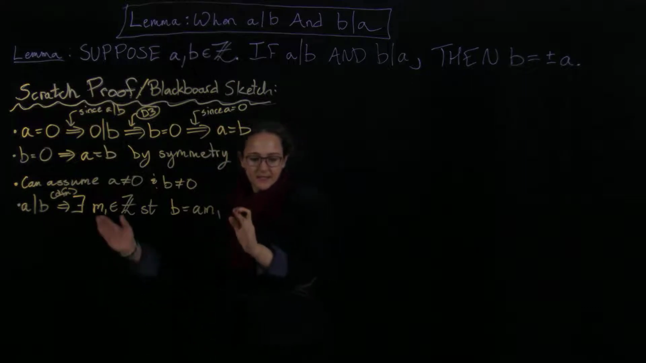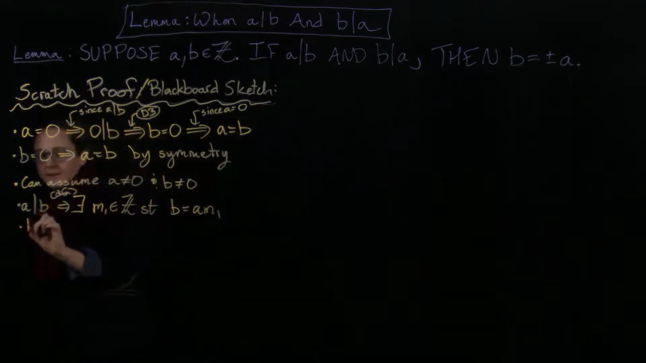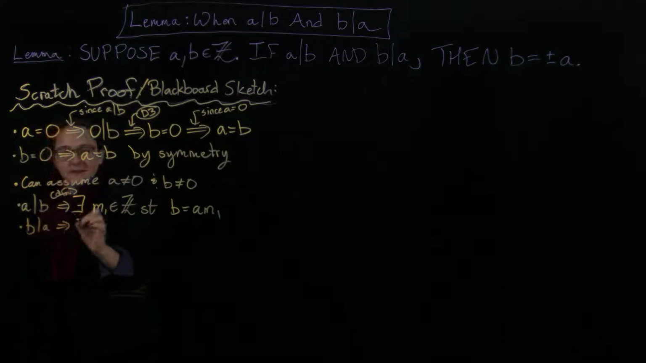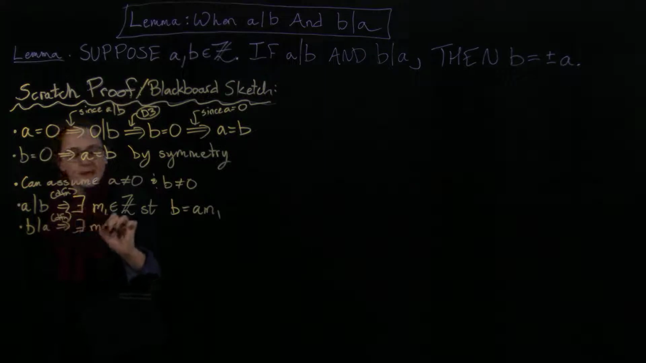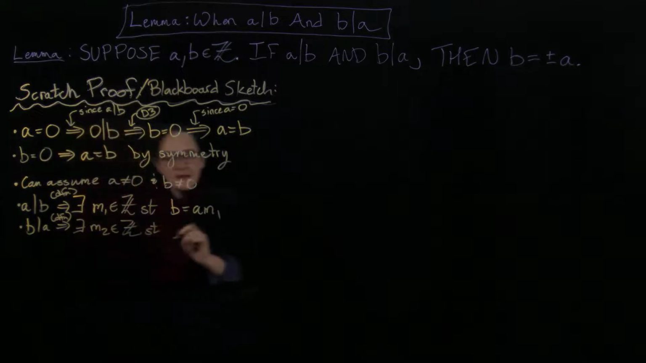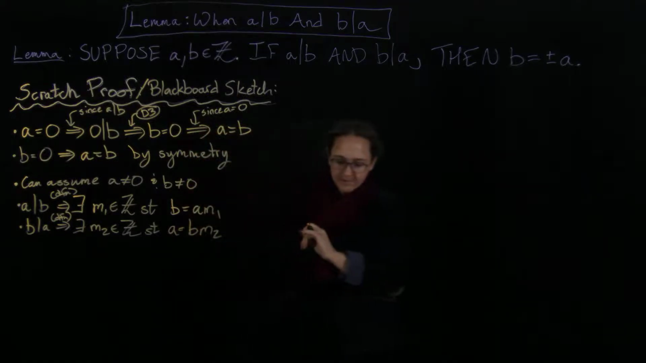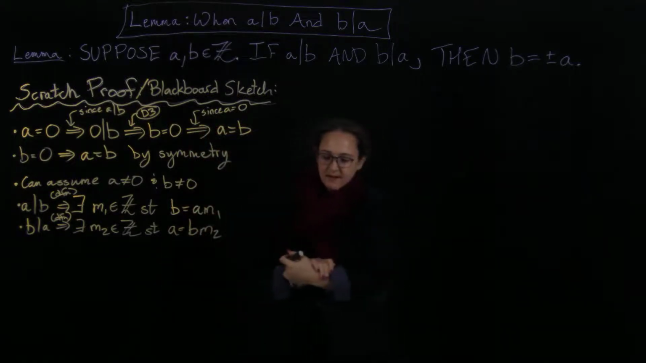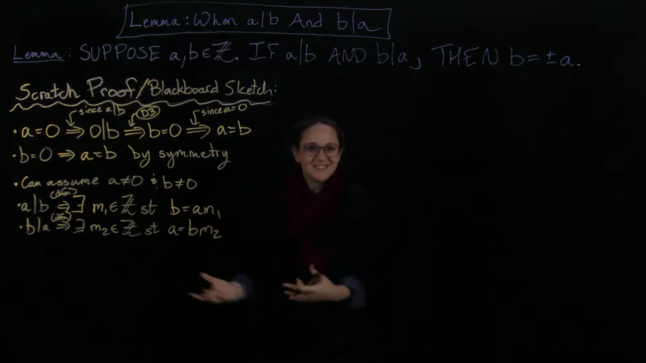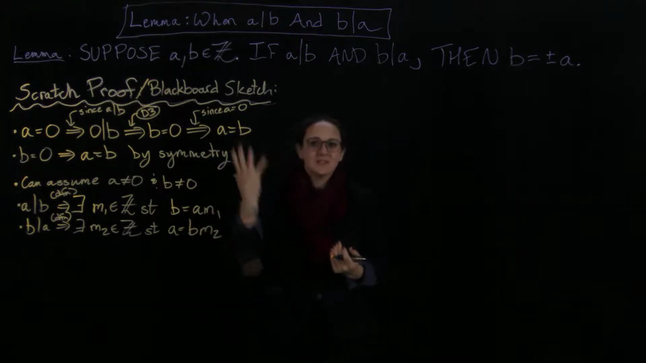But then I can go the other way around. The fact that B divides A is going to tell me that there exists, again by the definition, an M2 in the integers such that A equals B M2. Now I know that I have both of these, and I can combine them. What is my aim? I want B equals plus or minus A. Just keep that in your mind. This is what we're aiming at.